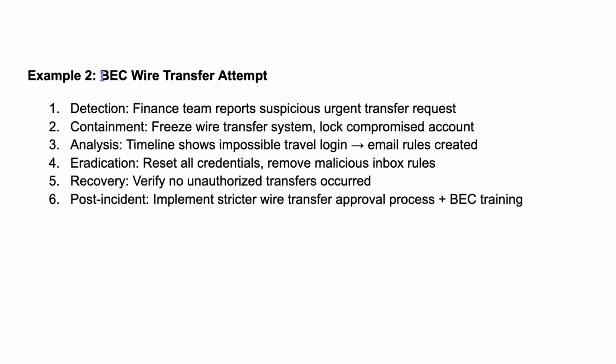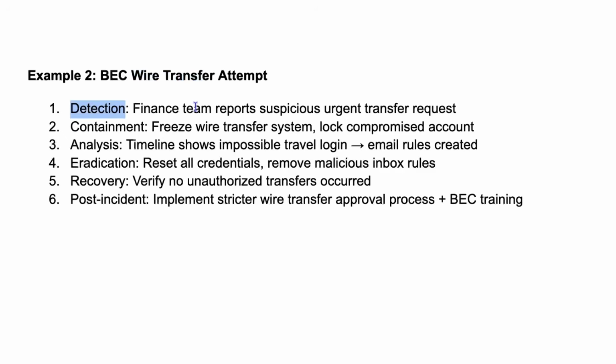Our second example has to do with a business email compromise wire transfer attempt. So business email compromise typically is when an executive or somebody who is in a position of power is impersonated, and it seems like they're sending out requests to do really high impact, sensitive kinds of things. For example, initiate a wire transfer.